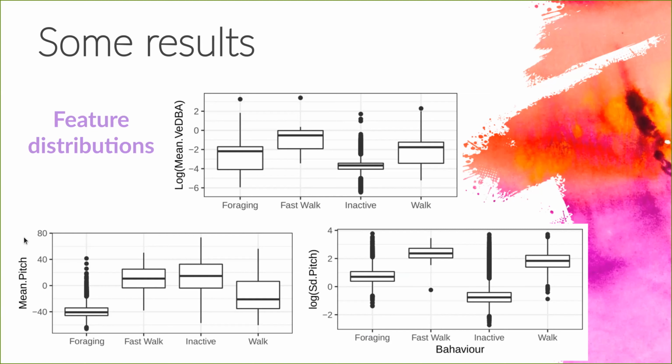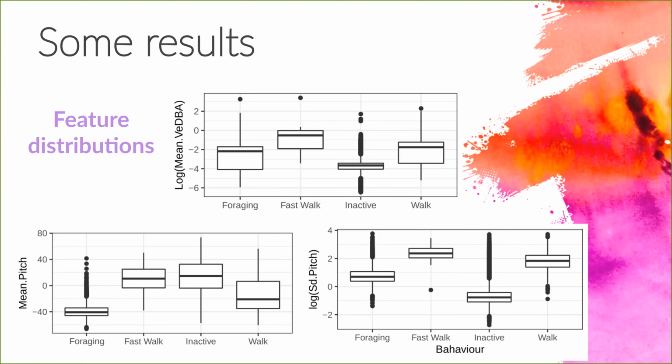Then here we have the distributions for the mean pitch, that was a proxy of the angle of the head. The lowest values are for the foraging state. It's because the head of the sheep is down, the sheep is eating. And then for the fast walk and the inactive behavior, they seem to be quite similar. And then we have the distribution for the walk behavior that is in the middle of the others.